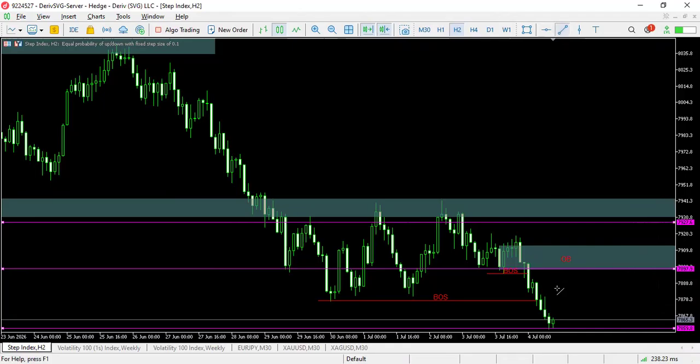So I'm anticipating for price to go and mitigate my order block and then continue pushing down since the bias is bearish, as I'm always looking for selling opportunities on Step Index, as usually this is a bearish market.